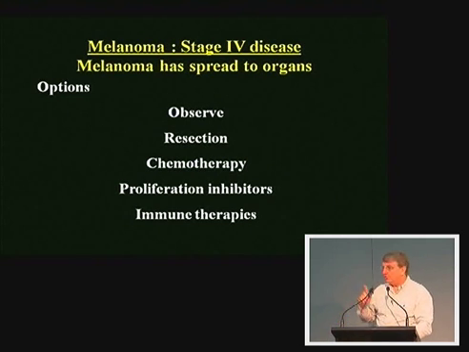So what do we do if it's spread to an organ? These are our options. We can observe the patient, we can remove it. I'm a surgeon, so I have to put that in there, but we can and do safely. We can use chemotherapy. There are these new proliferation inhibitors, I'll explain what that means. And we can use immune therapies.